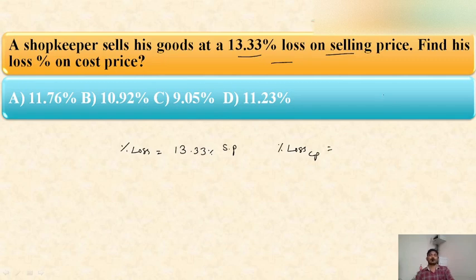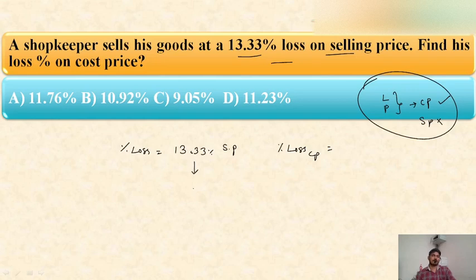I already told you that whether it is loss or profit, it always depends on the cost price of an item, not on the selling price of an item. Try to remember this basic point while solving problems on the profit and loss topic. And this 13.33 value can be written in fraction form, so you need to remember the percentage fractions from 1 to 20. If you remember from 1 to 20, you will be able to find this value.